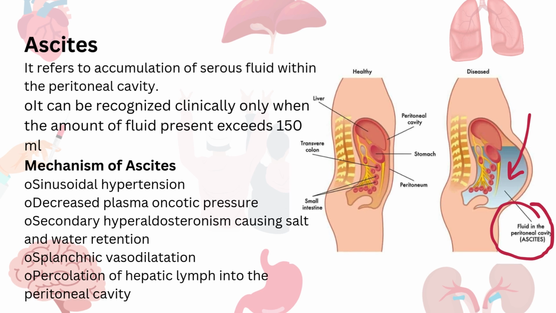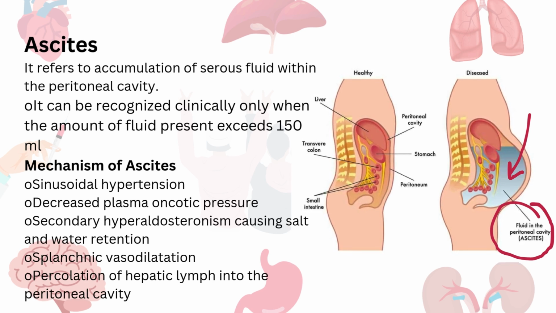What is ascites? It refers to the accumulation of the serous fluid within the peritoneal cavity, and it can be recognized clinically only when the amount of the fluid present exceeds the 150 ml. So when it exceeds the 150 ml, there would be abdominal distension, and you could recognize it on the clinical examination. Now, how does the ascites develop?